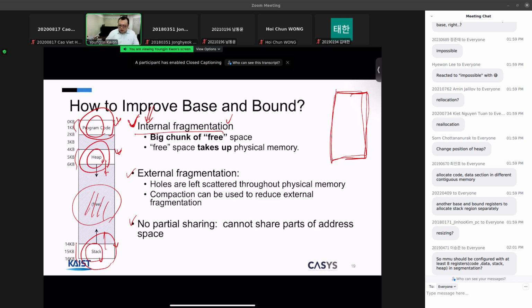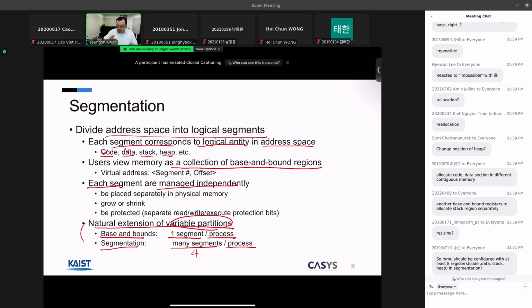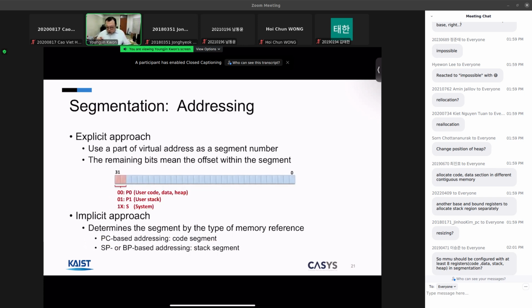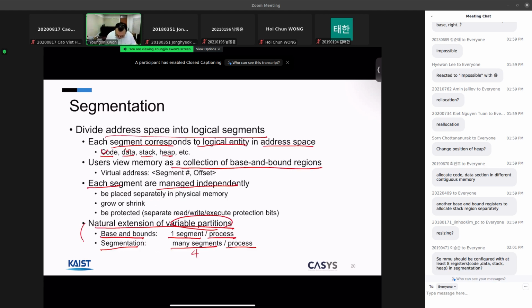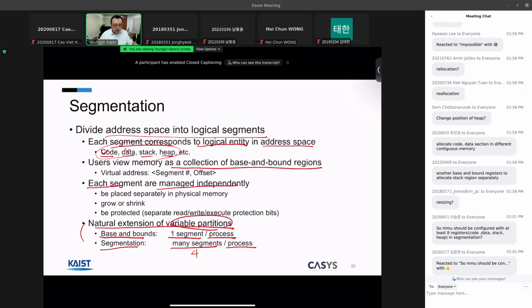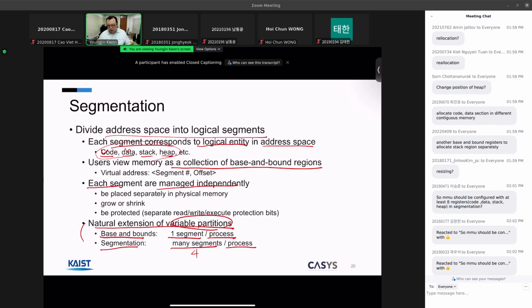Okay, so that leads to segmentation. Regarding Seung-jun's question, yes. For supporting these four different segments, there is definitely more hardware cost. More base and bound registers are required, at the cost of segmentation.